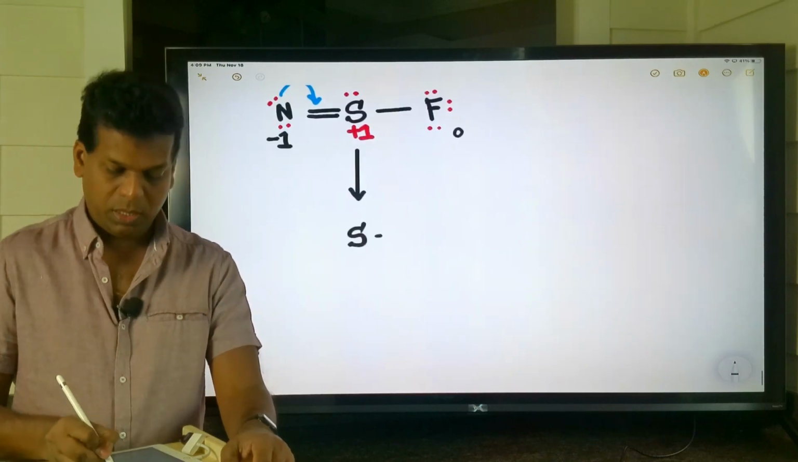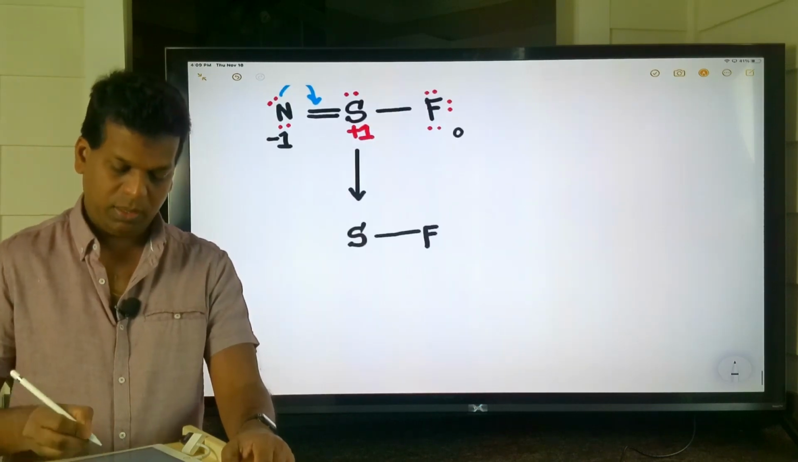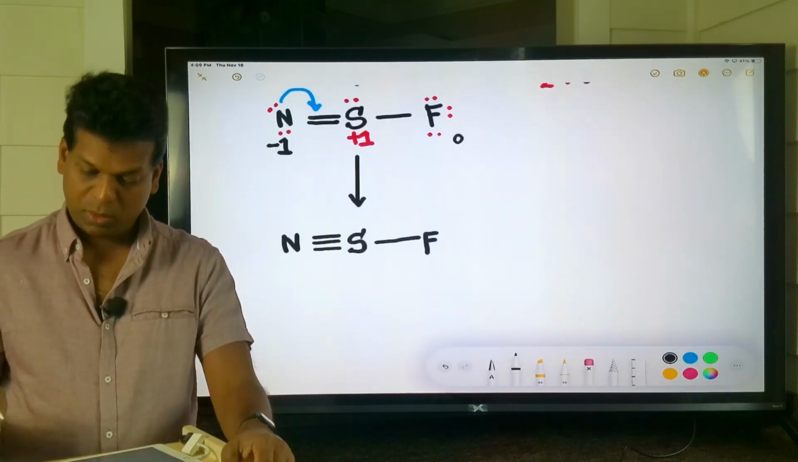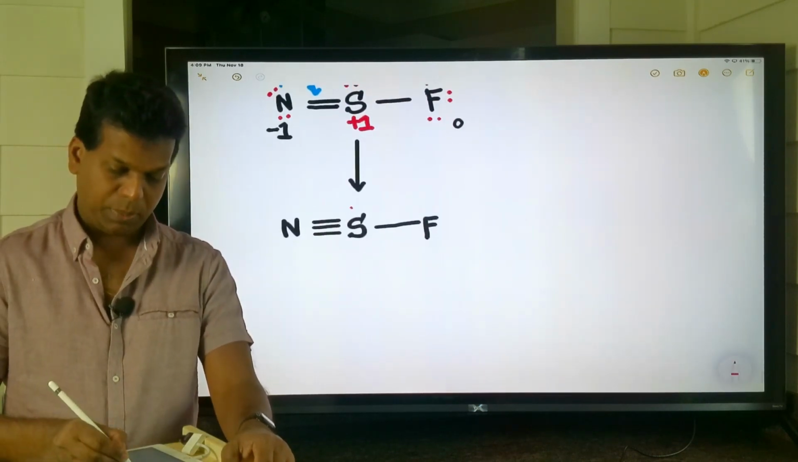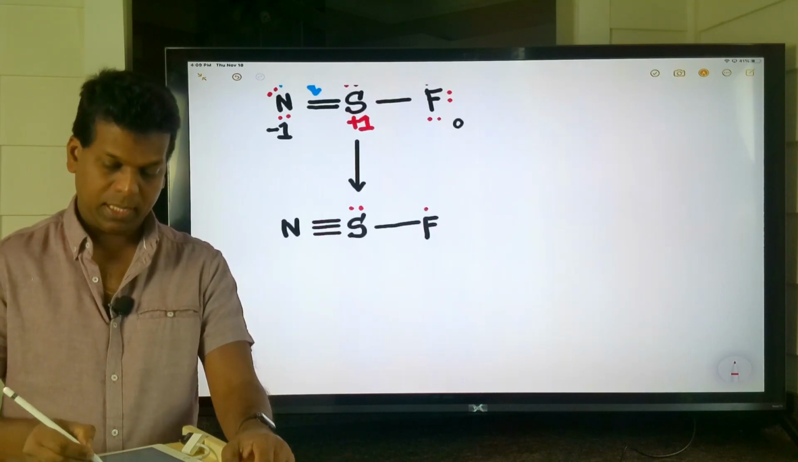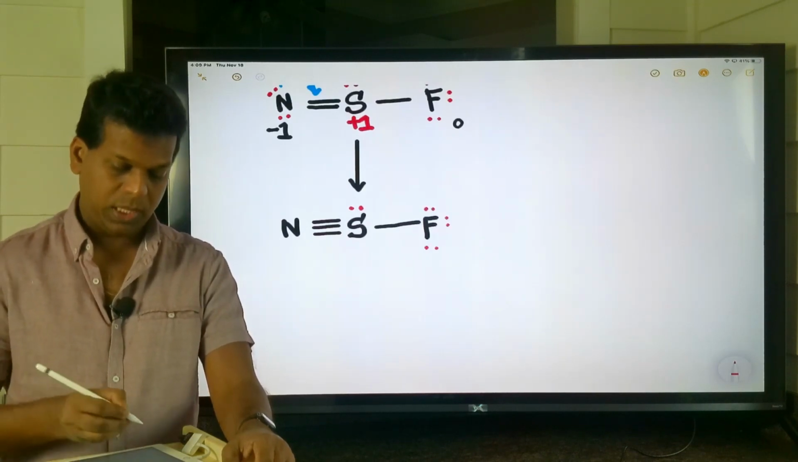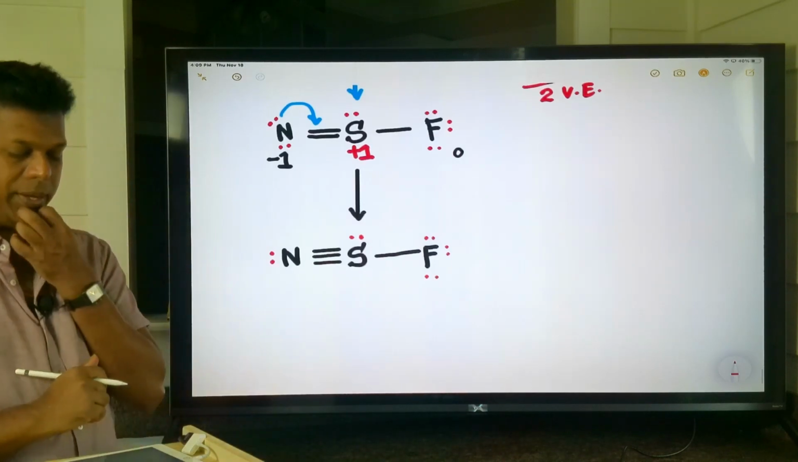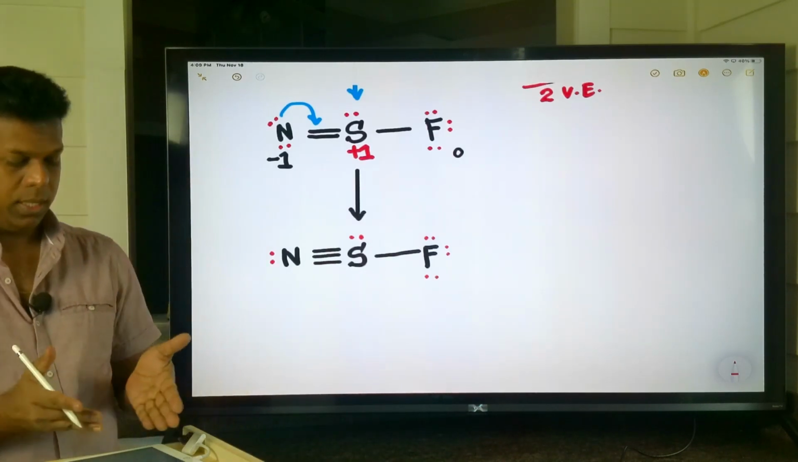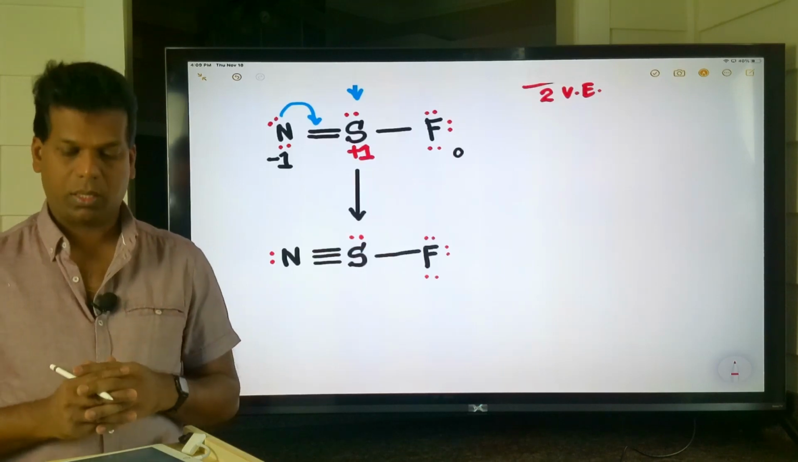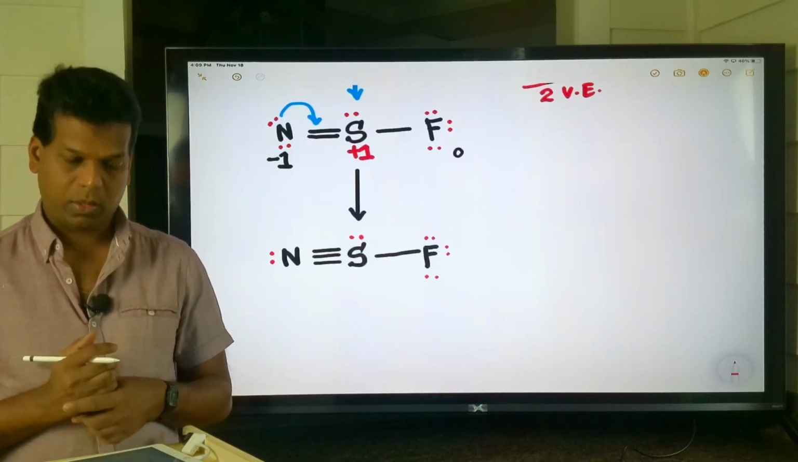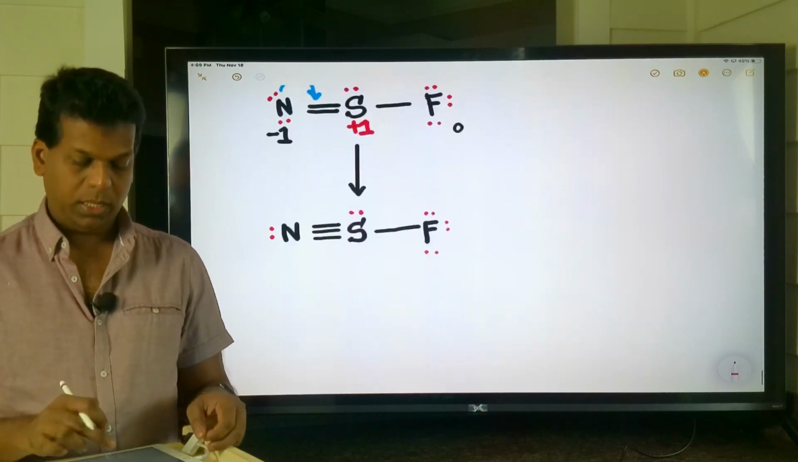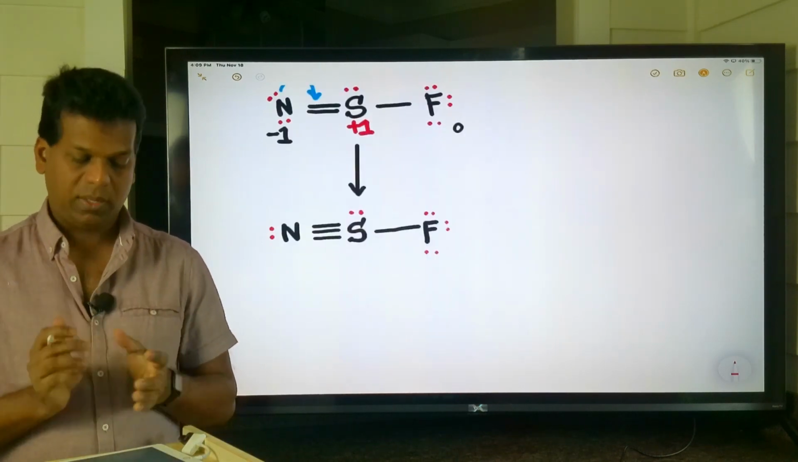So now we did not do anything to fluorine. Now we have 3 bonds between nitrogen and sulfur. Now the electron distribution is, nothing happened to the lone pair on sulfur, nothing happened to the electrons on fluorine, and nitrogen has only one pair. Now if you look, the nitrogen has still 8 electrons, fluorine has 8 electrons, sulfur has 6 plus 2, 8 plus 2, 10. Sulfur has 10.